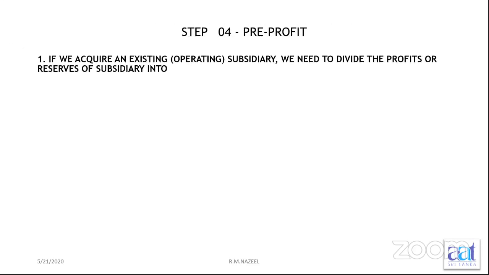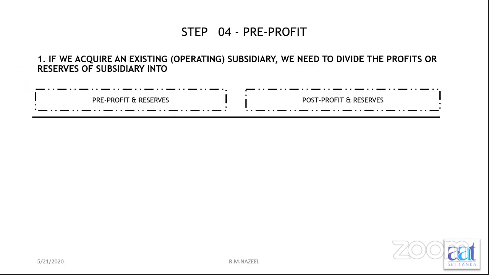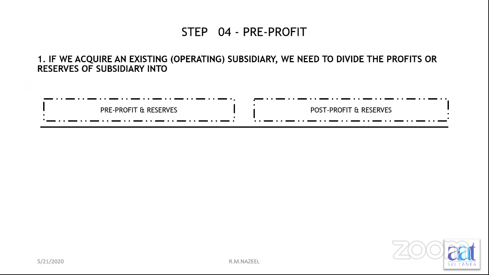Now the next question you will ask: sir, if I am buying a subsidiary which is in existence, and there is a profit or reserve, how are we going to adjust that profit or reserve? So that is the question. If we acquire an existing subsidiary company, we need to divide the profits or reserves of the subsidiary into pre-profits and post-profits, right? Why do we need to divide that into pre and post-profit?